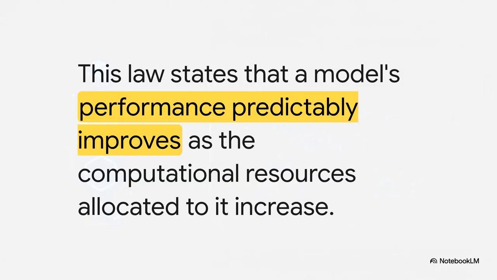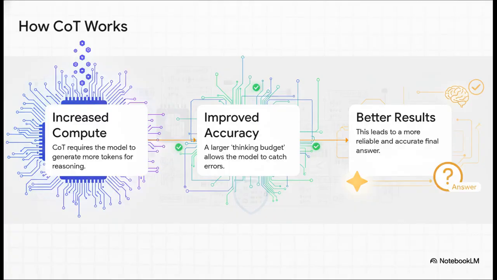Now, this isn't just a hunch. It's a direct application of something called the scaling inference law. And the law is actually pretty simple. It just says that a model's performance on a task gets better and better the more computational resources you give it. So, by forcing the model to generate all those reasoning steps, we are literally forcing it to spend more computation on the problem. So the crucial point is this. Each step in that chain of thought, that's more tokens. More tokens mean more computation. And that larger computational budget gives the model the space it needs to build logical connections, to catch its own mistakes, and ultimately, to produce a final answer that is way more reliable and accurate.